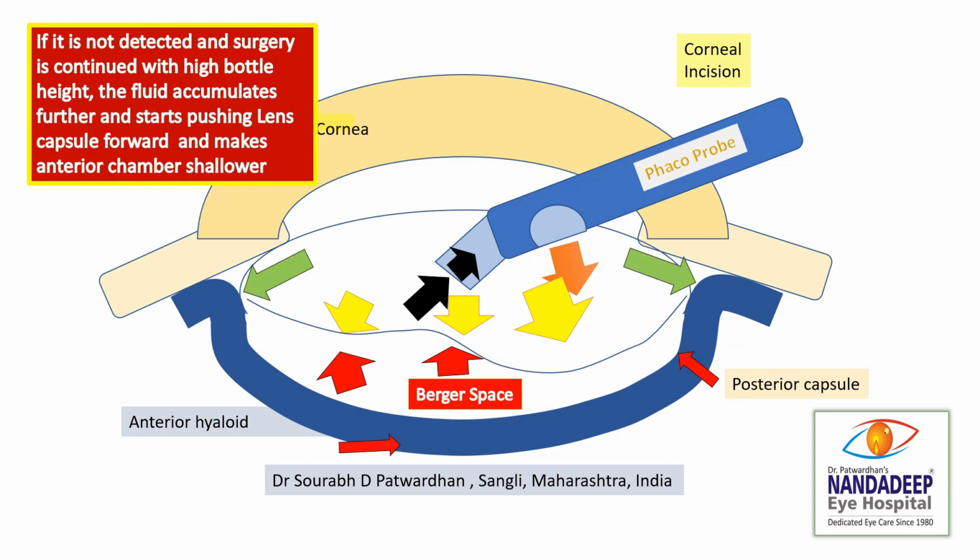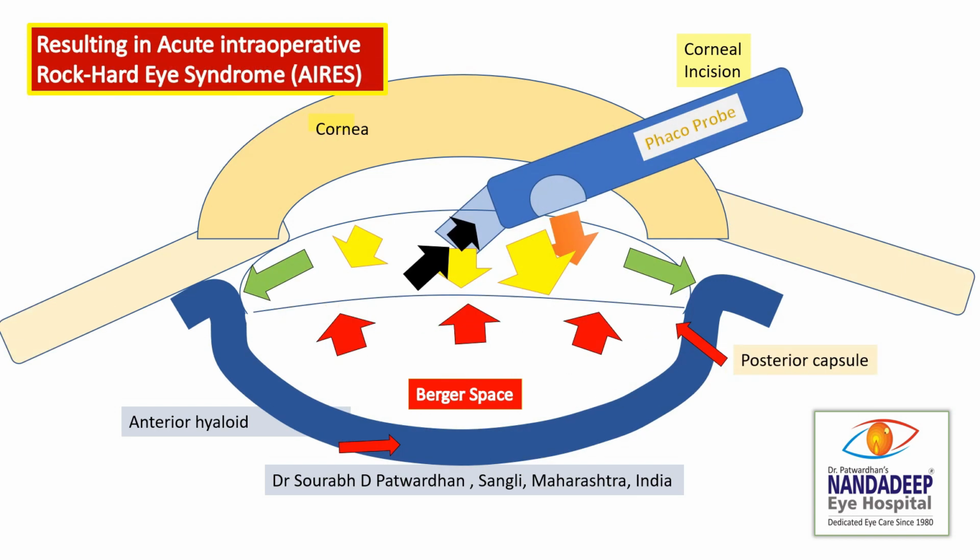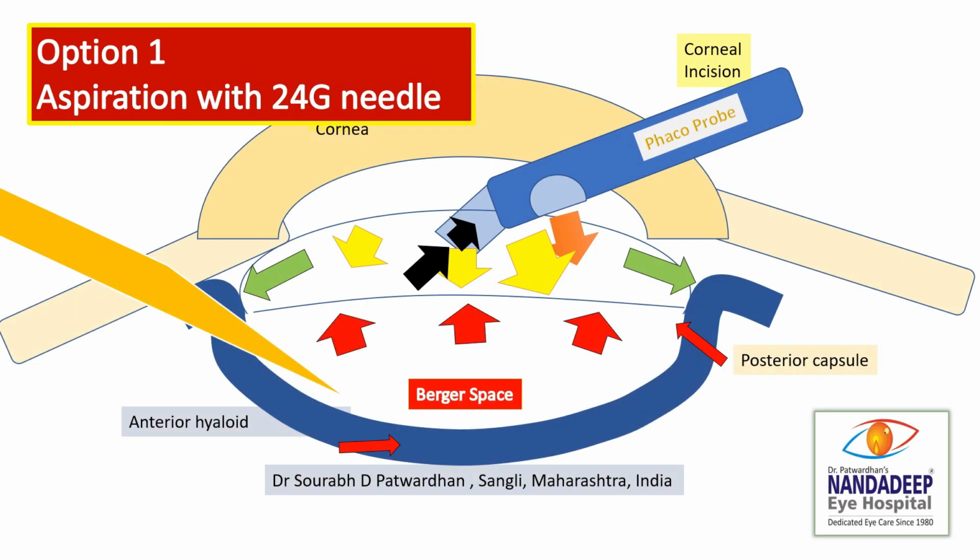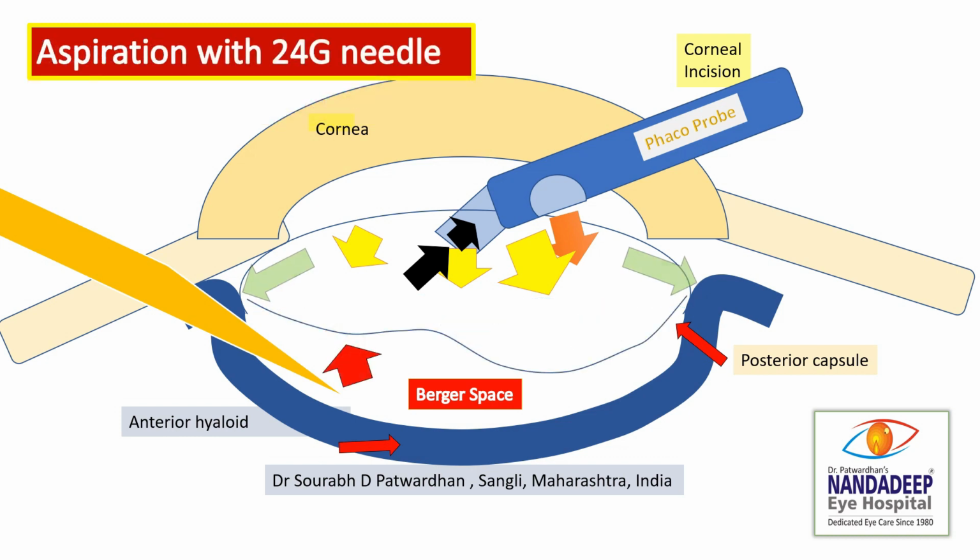But if you don't detect it at this point and you continue with high bottle height, the fluid accumulates and sometimes it becomes so tense that it results in acute intraoperative rock hard eye. So in between there is still some time to make sure that it doesn't go to the rock hard eye stage. You can remove this fluid by either aspiration or tap using a 24 gauge needle or an MVR. Generally you don't need to actually aspirate. Even if you just make the opening, the fluid will gush out.